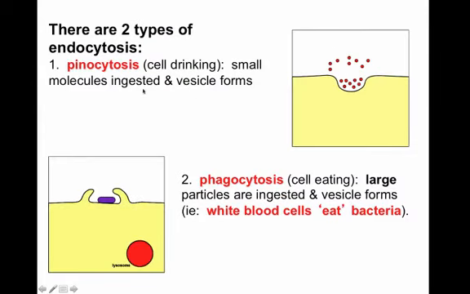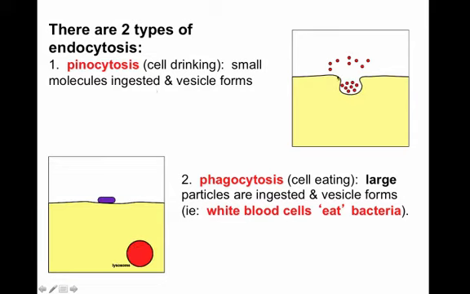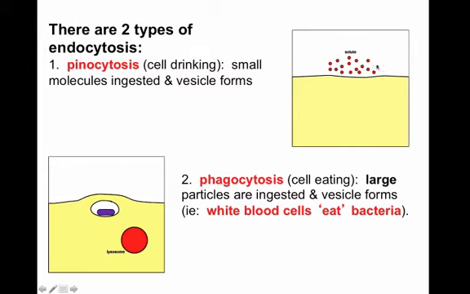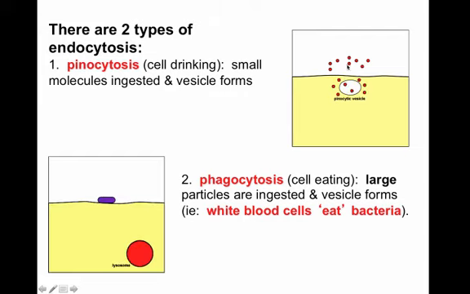There are two types of endocytosis. One is called pinocytosis, which means small drinking. I always think that term pino, it means small, and it sounds small to me. So small molecules that are ingested and vesicles form. So here's the example in this animation off to the right here. Here's the small molecules that exist outside the cell membrane, solutes, and when they come into the cell, they can't just transfer across the cell membrane, and so therefore they must enter in through forming a vesicle.